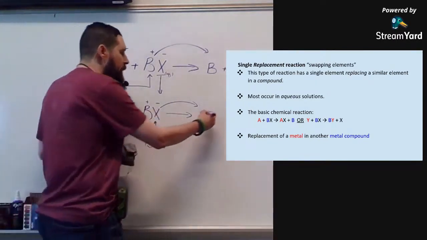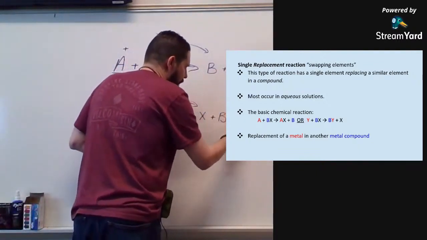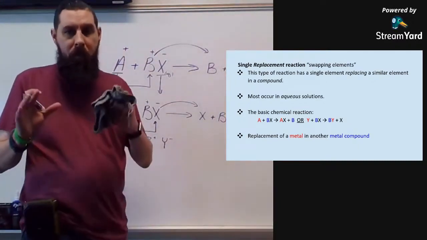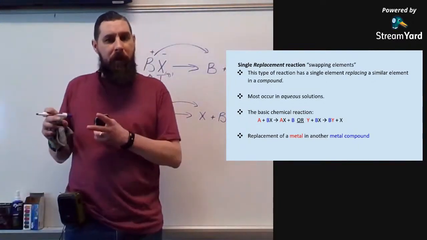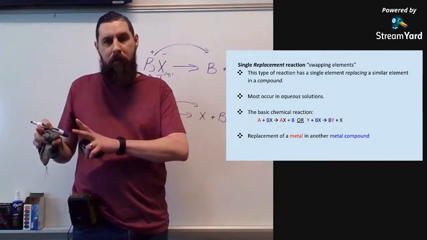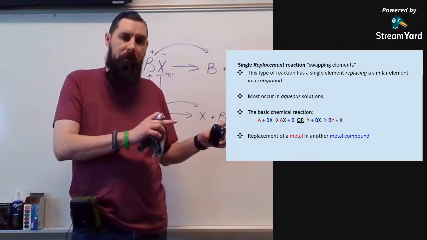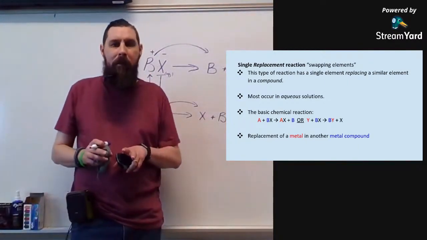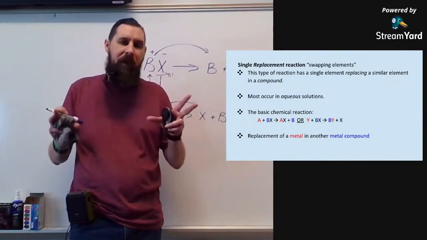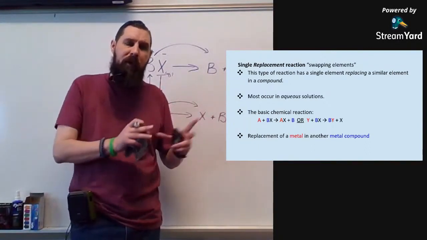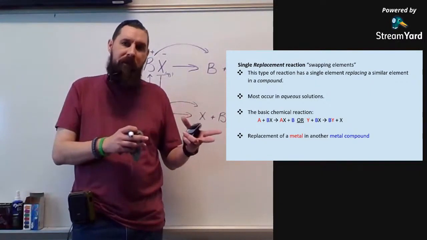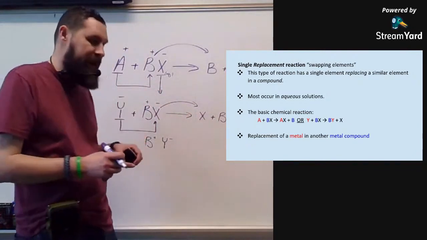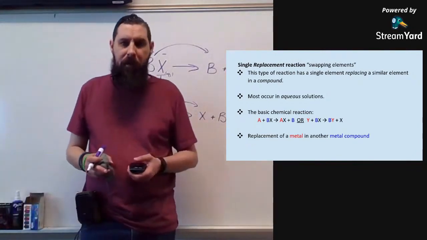And again, that's how I end up producing my other substance. Okay? So when we are looking at this, typically what we have is the replacement of a metal with another metal. The negative replacing can happen, but typically when we're seeing single displacement or single replacement reactions, it's a metal replacing a metal. Right? But I will show you an example of a negative replacing a negative, or a non-metal replacing a non-metal.